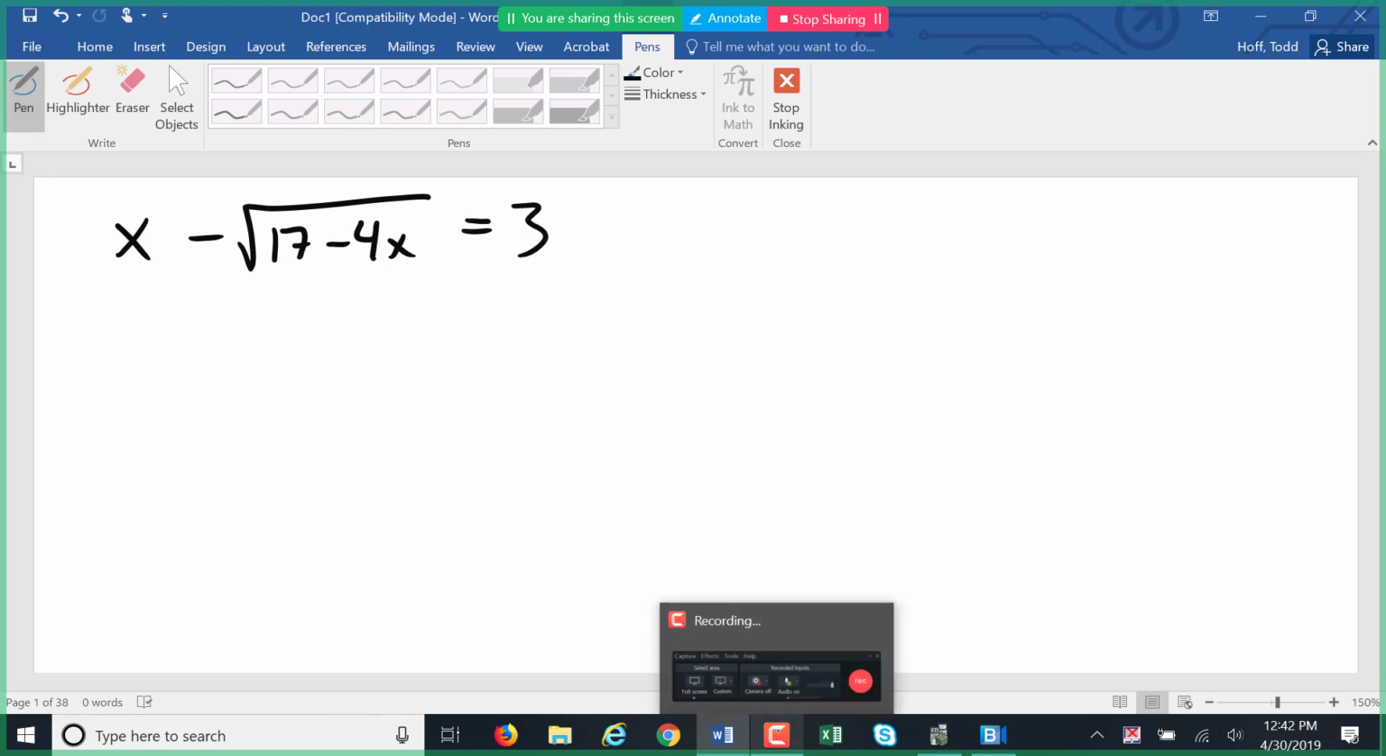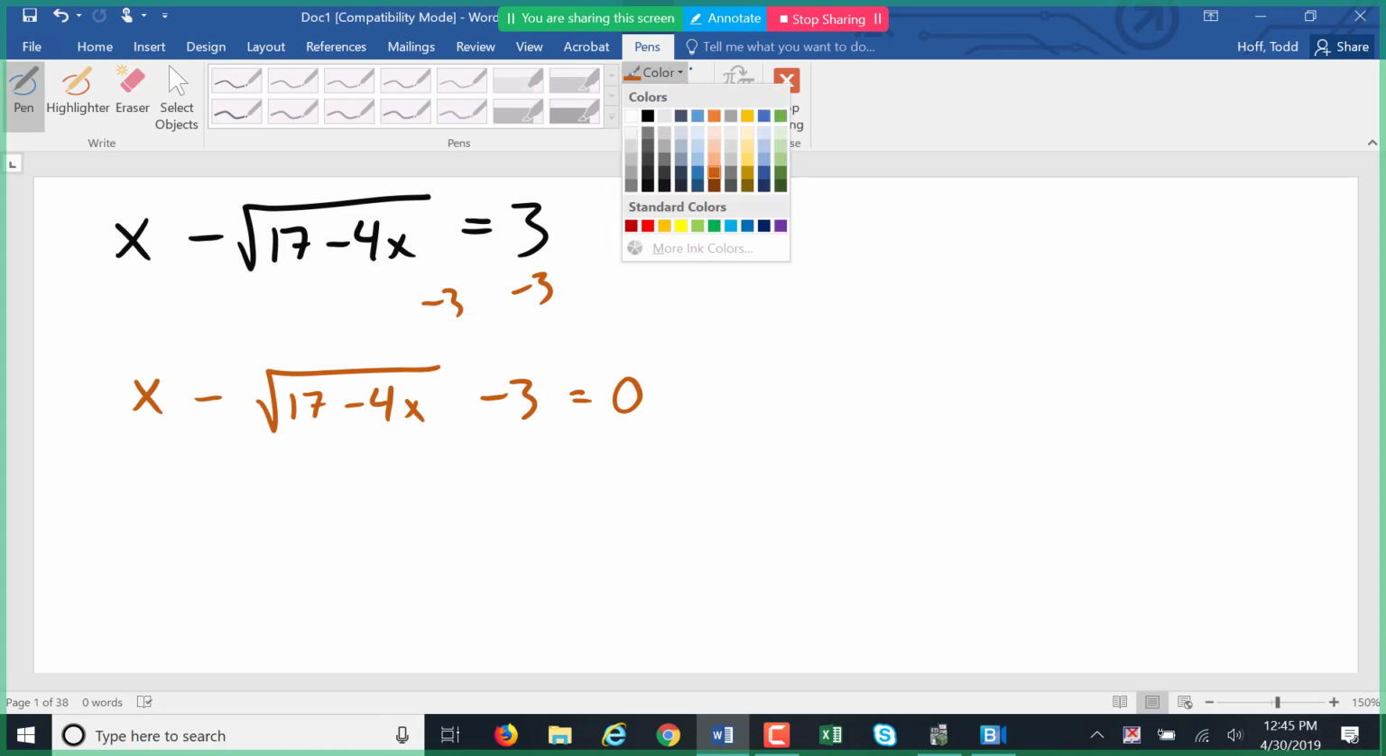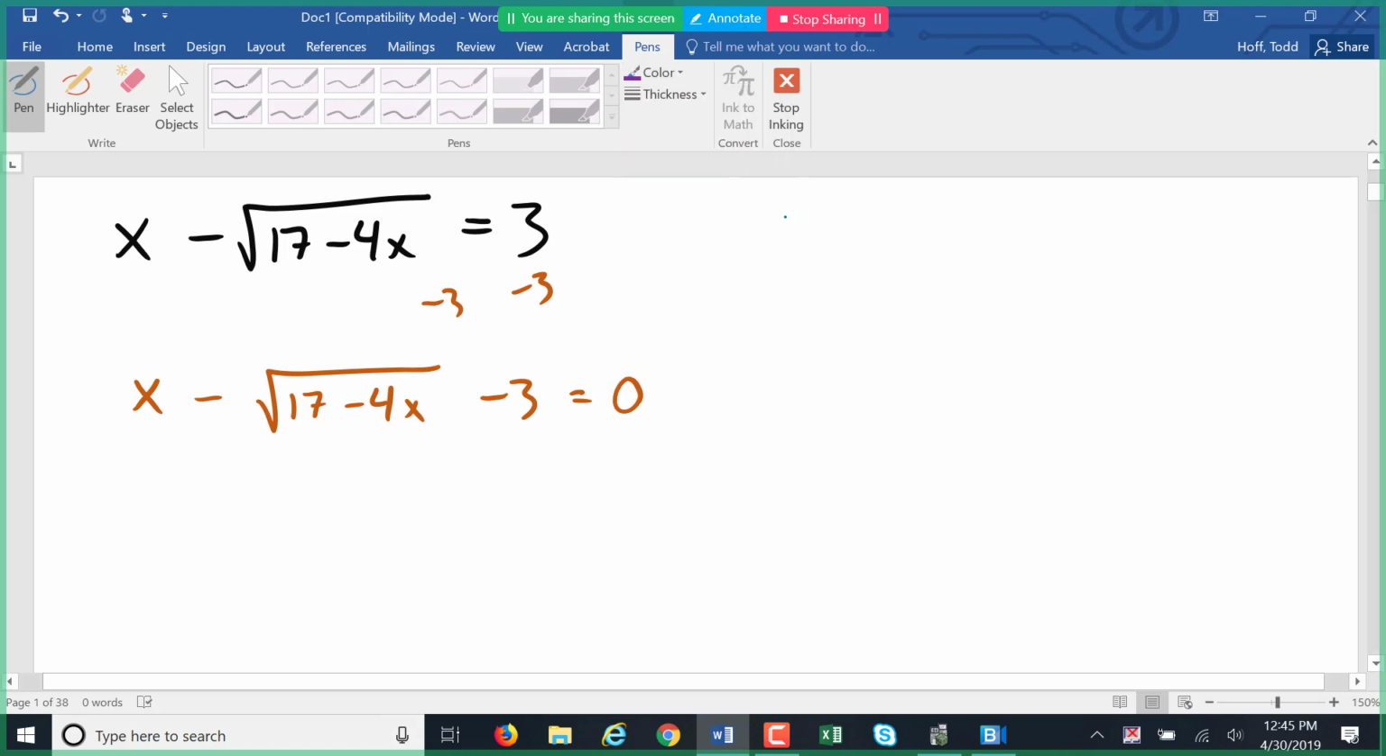I'll give you a couple minutes to try that one. Okay, so our first step here, again, is to make it equal 0. So we'll have to subtract 3 from both sides. So we get x minus the square root of 17 minus 4x minus 3 equals 0. What are we going to do from there?